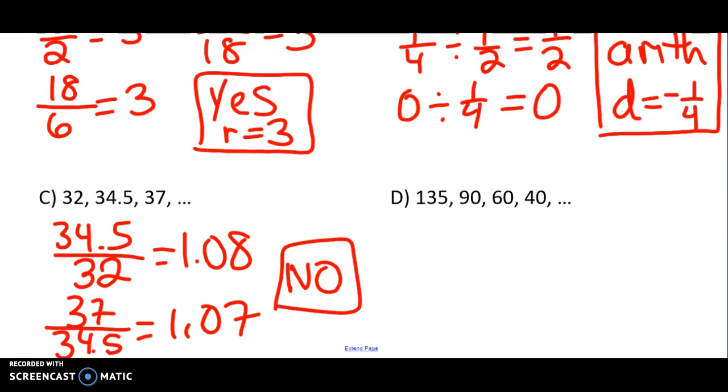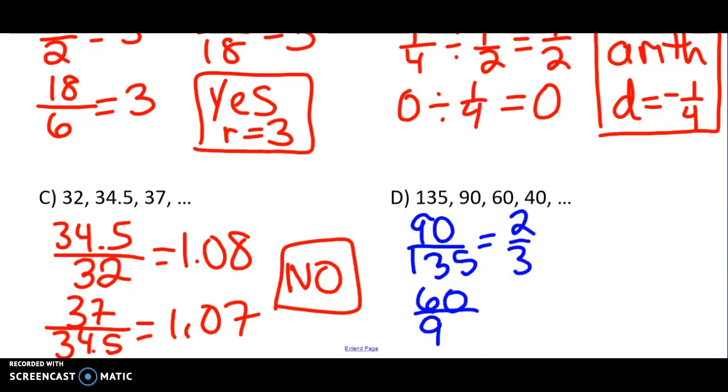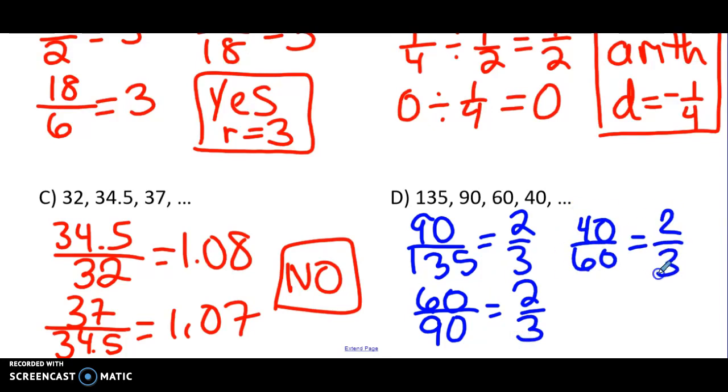And in the last one, if we take 90, divide by 135, we get 2/3. If we take 60 and divide it by 90, we also get 2/3. And so on. If we take 40 divided by 60, we get 2/3. So these have a constant ratio, so this is a yes, and r equals 2/3.